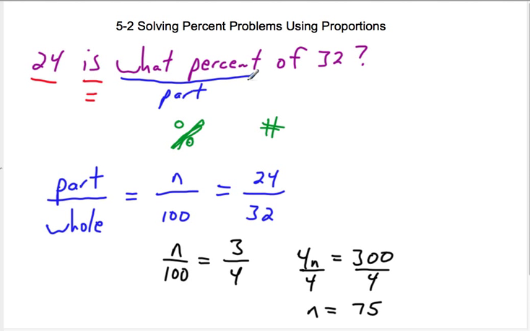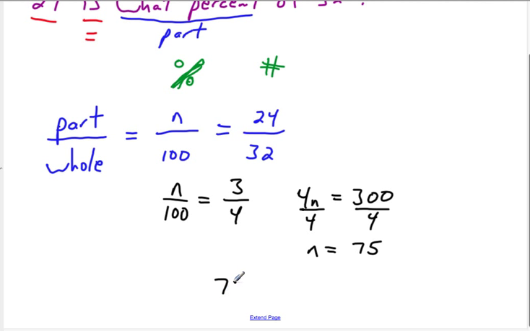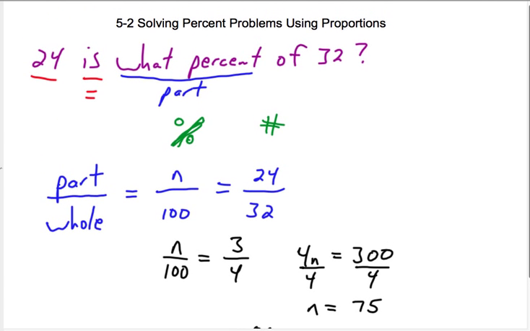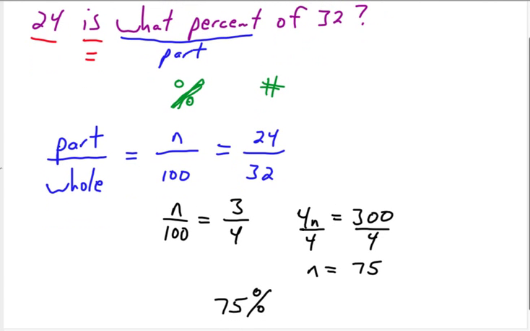Okay, now it says what percent, so we're going to answer as a percent. So we're going to say 75%. Keep in mind we don't have to make this 0.75 or 7,500 because this is already over the 100, so it already is going to be in percent mode. So 75, just put the percent and we're good to go.